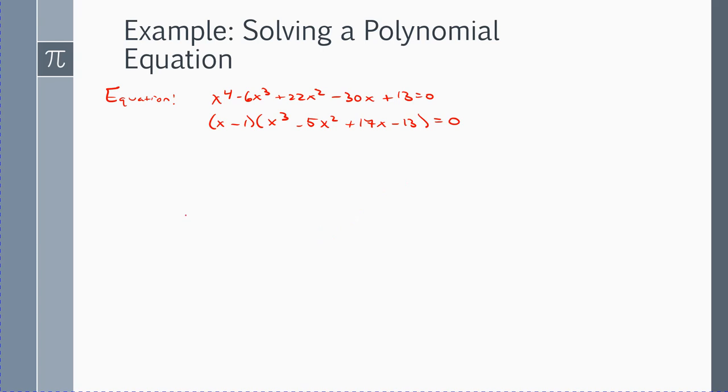Whew, all right. So now it's like, okay, good. I did the synthetic division. Now I need to solve again. But here's where this problem was a little hard. You need to repeat the process on this right here.